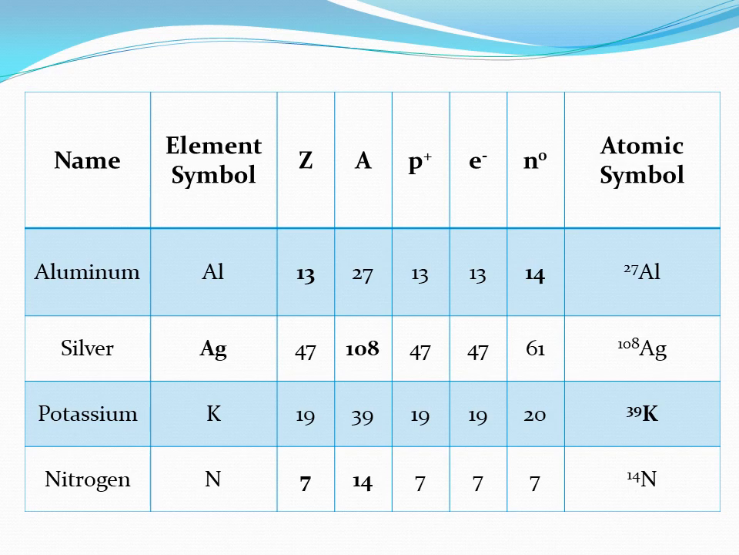Then the last example, nitrogen. We were given atomic number 7 and mass number 14. Because we have atomic number 7, we can populate protons and electrons as 7. Mass number minus the atomic number gives us the number of neutrons, which is also 7. The atomic number of 7 tells us that the element is nitrogen. And then we can complete the atomic symbol.